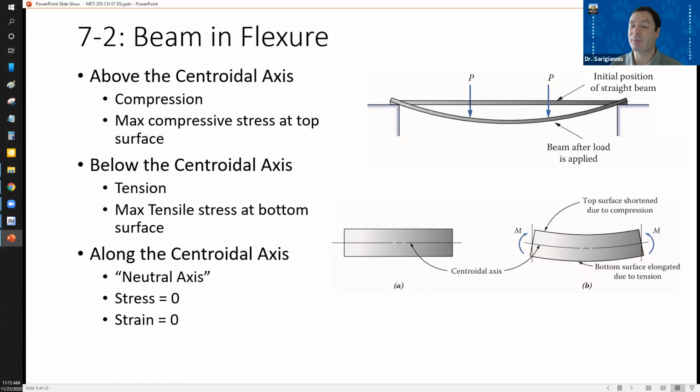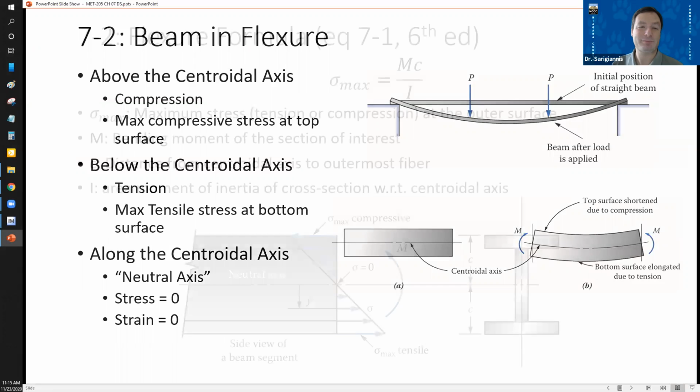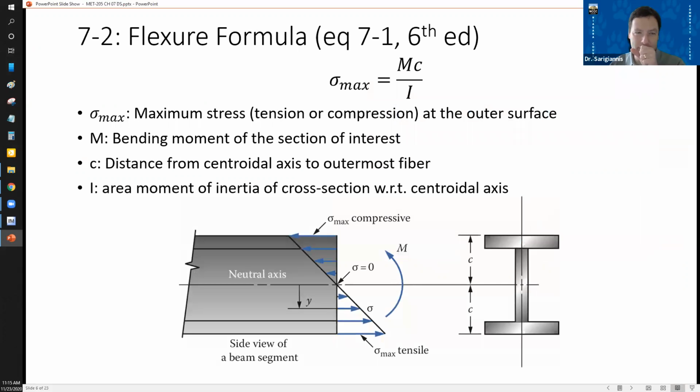Now, obviously, if I were applying a force from the bottom, right? And most of the time, beams are being used to support some load. But if I had a load coming from the bottom, this would be reversed, right? The bending moment would be upside down. The tension and compression would be flipped.